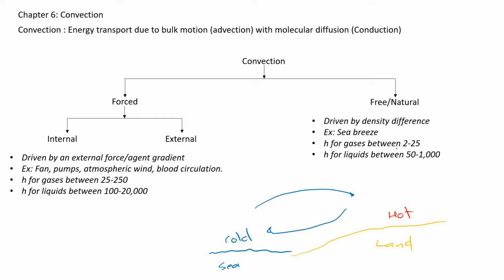For the heat transfer coefficients, for gases it's between 2 and 25, and for liquids it's between 50 and 1000. So the difference between forced convection and natural convection is again about an order of magnitude. Basically, if you have forced convection compared to natural convection, your rate of heat transfer will be much higher, mostly by an order of magnitude. Okay, so those are the categories of convection, and a few definitions and examples of what we mean by forced and natural convection.